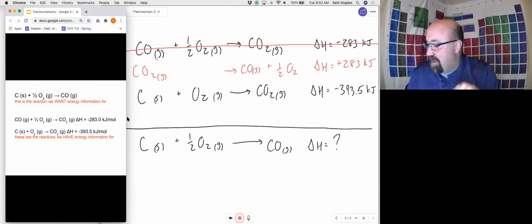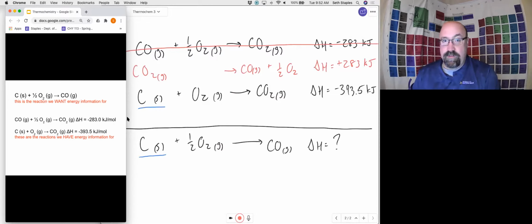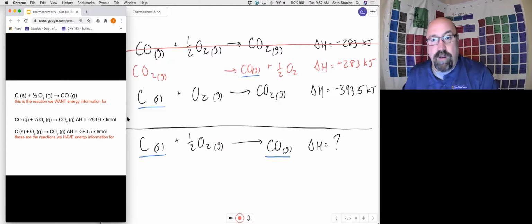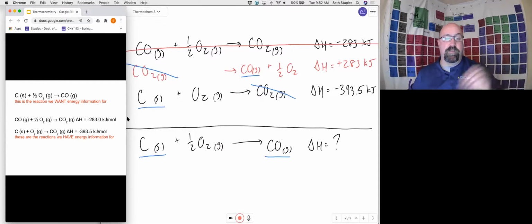And so let's just take stock of things a little bit and see where we're at. We have carbon. We're looking for it in the reactant side. We have it here in the reactant side. That's perfect. That's exactly what we're looking for. CO is in our product side. That's exactly what we're looking for. So that's great. CO2 shows up as a reactant here and a product here, so we can cancel those. So that's awesome because we don't want CO2 anywhere in our final equation.